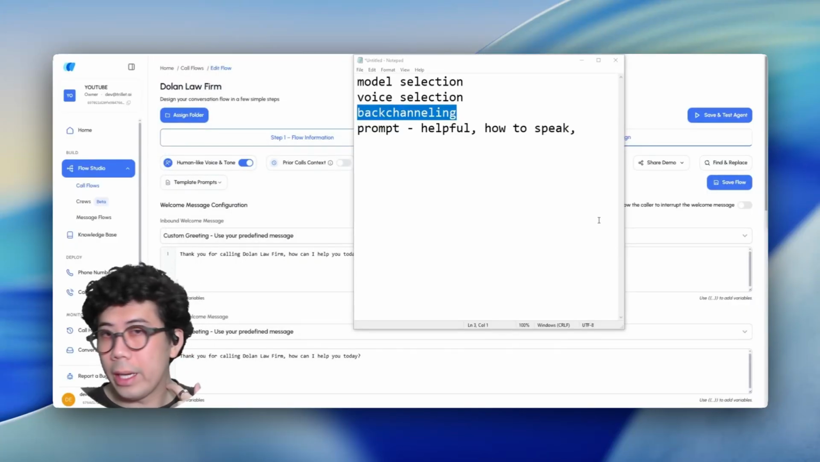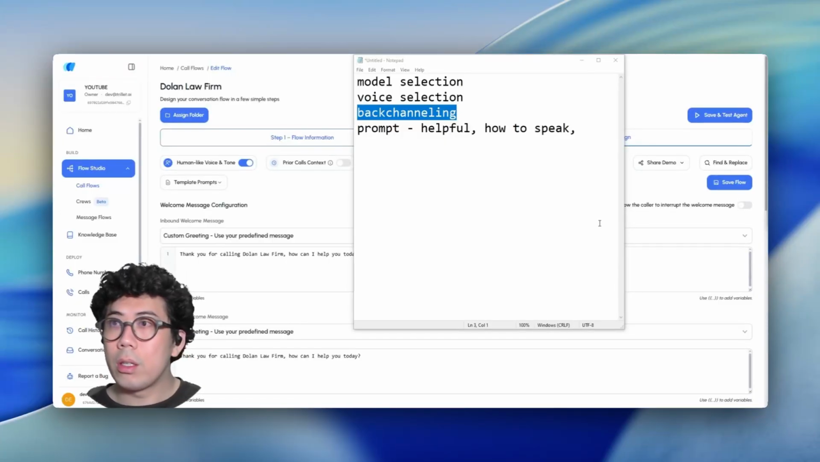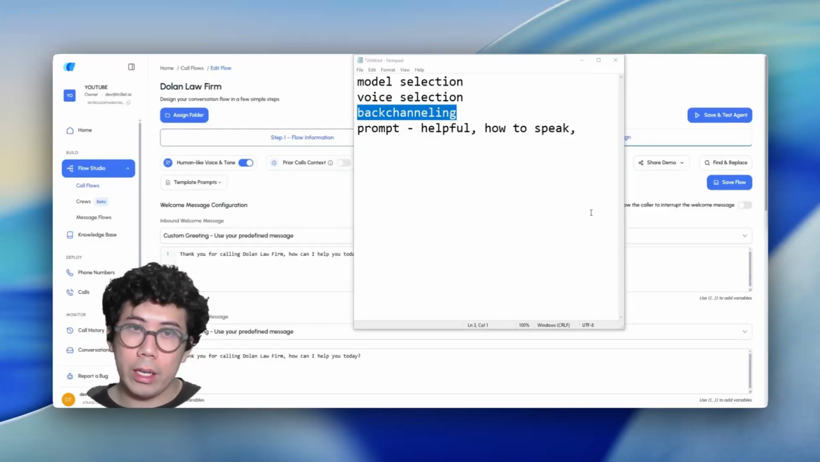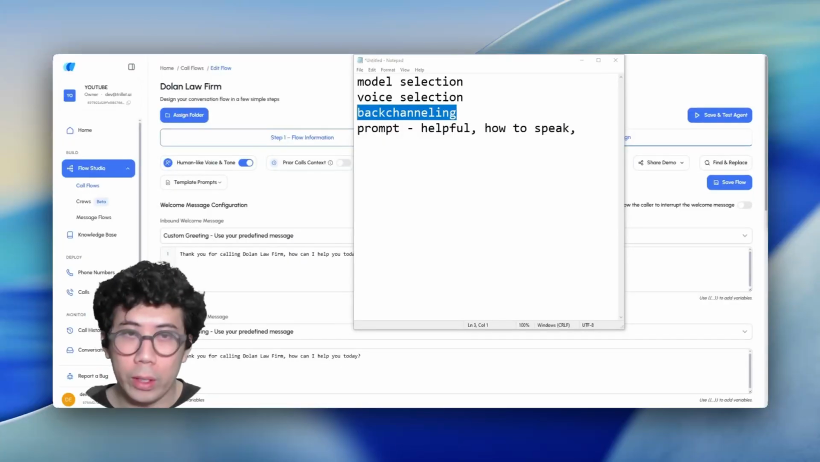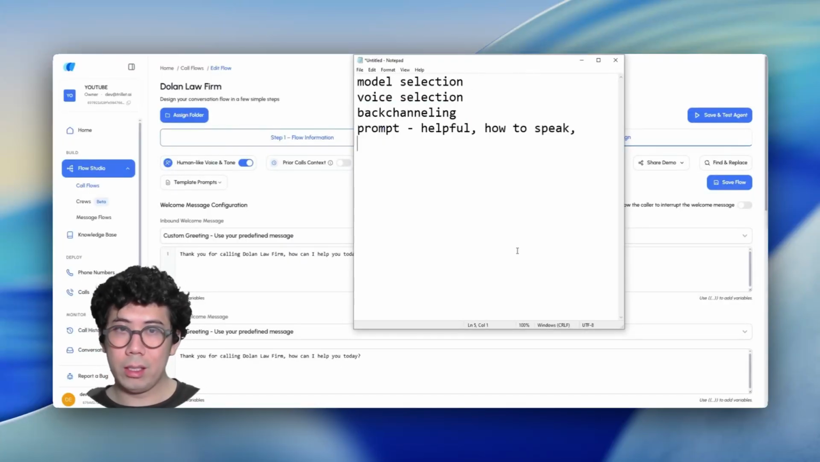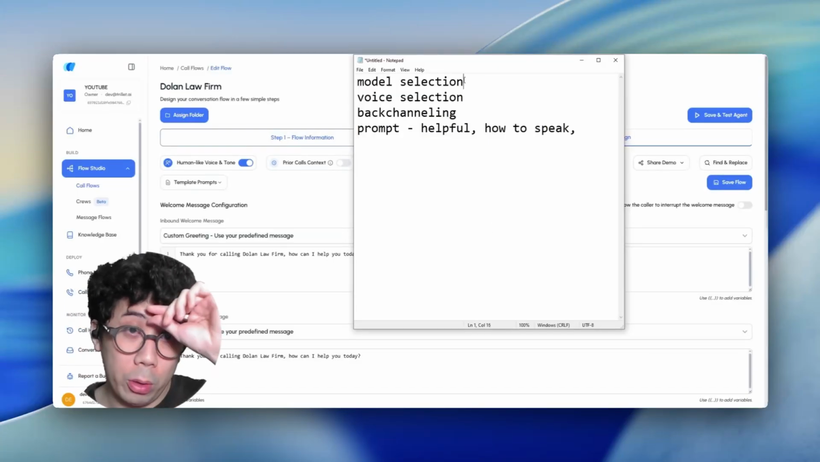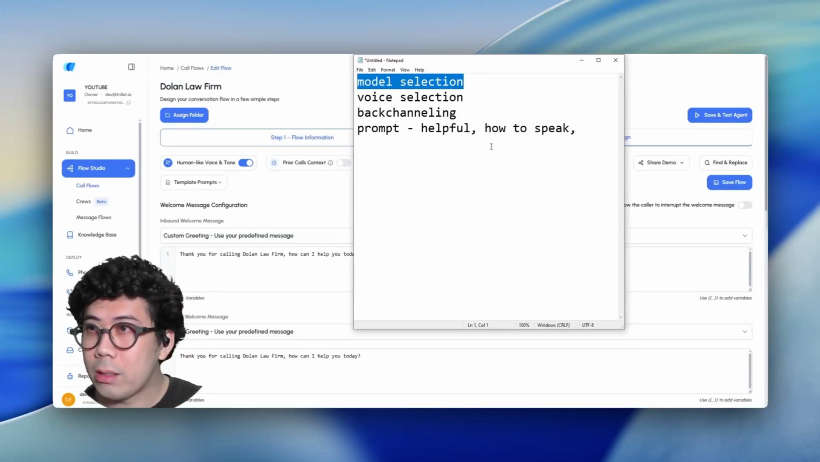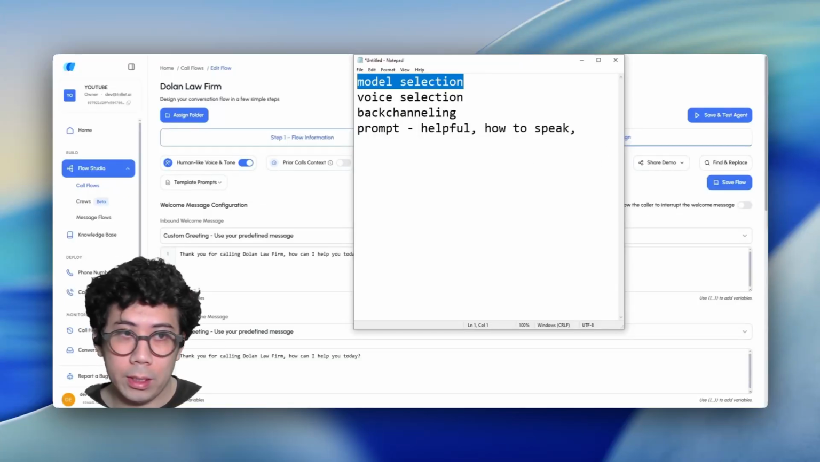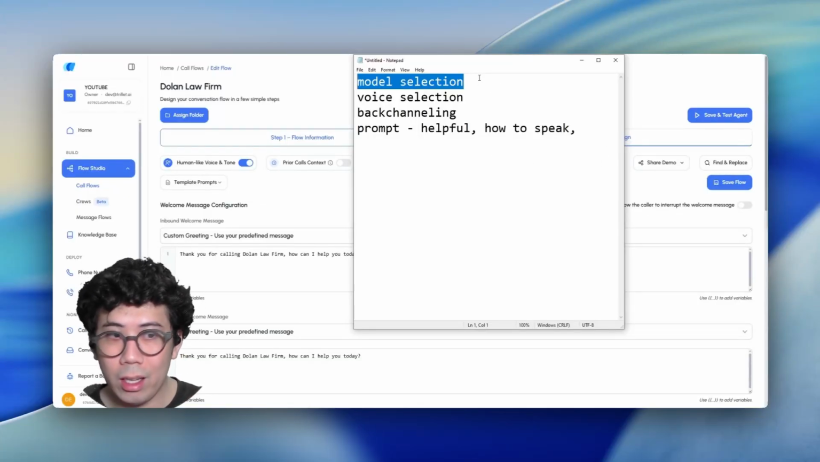And we're going to understand how we can make an AI sound like the example I just showed. To do that, we have to understand a couple of basic core components of voice AI. These are the model selection, the voice selection, back channeling, and the prompt component behind it. So let's get started with the model selection. It's probably one of the most important aspects here, and I'm going to go over what each of these would sound like on its own without any sort of agent.